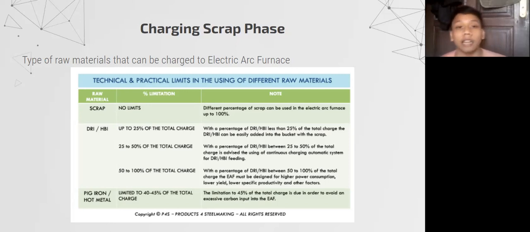The first step in the electrical arc furnace is charging the scrap into the furnace. This is the type of raw materials that can be charged to the electrical arc furnace. We can use scrap or direct reduced iron or maybe pig iron or hot metal. But for now, we will assume that all the raw material is scrap iron. The specialty of the electrical arc furnace is that it has no limitations in how much percentage of scrap iron can be charged, and that is the advantage of using the electrical arc furnace. Next.